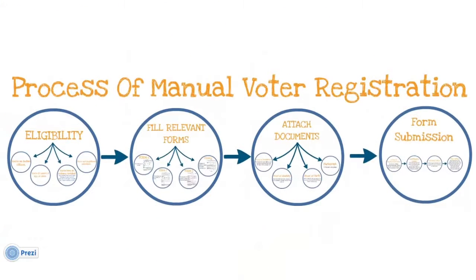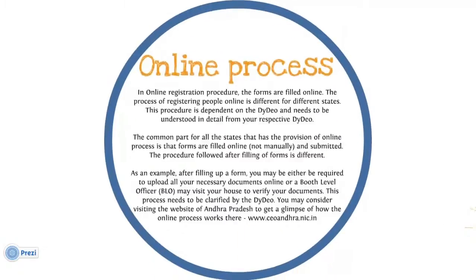Let's have a look at the online process. In online registration procedure, the forms are filled online. The process of registering people online is different for different states. This procedure is dependent on the DYDEO and needs to be understood in detail from your respective DYDEO. The common part for all the states that has the provision of online process is that forms are filled online, not manually, and submitted. The procedure followed after filling of forms is different.